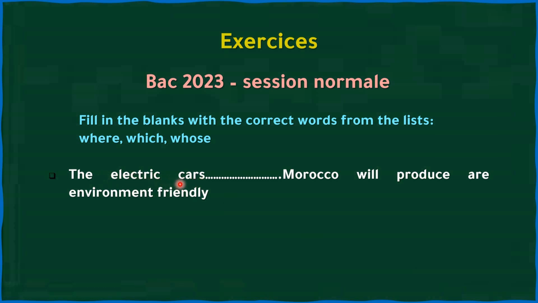Look at here, the electric car. It refers to what? Does it refer to people? No. Does it refer to things? Good. Great. Okay, so we can say the electric car which Morocco will produce are environment friendly. You are super.